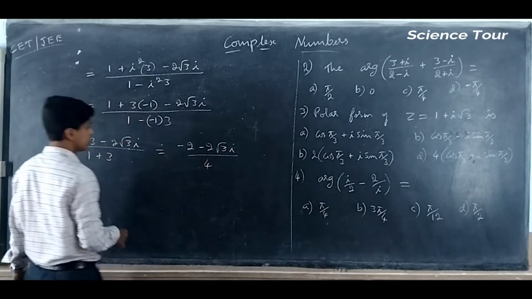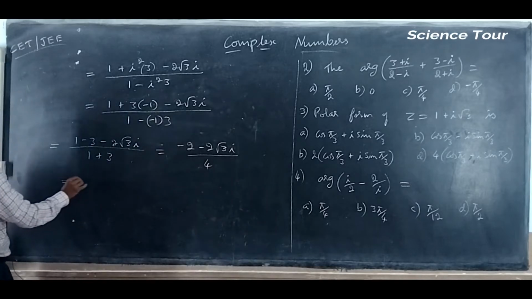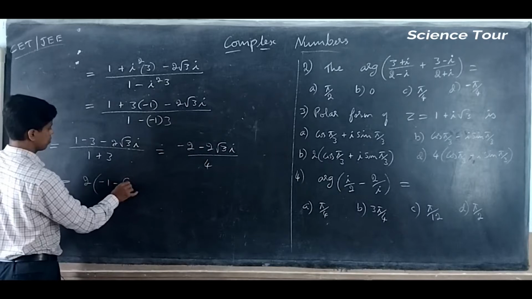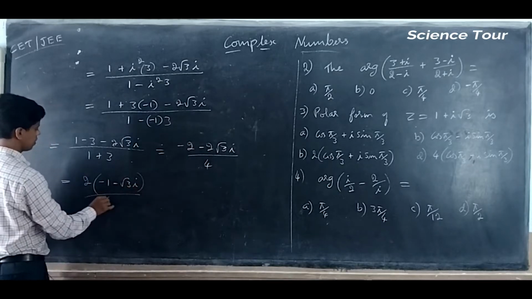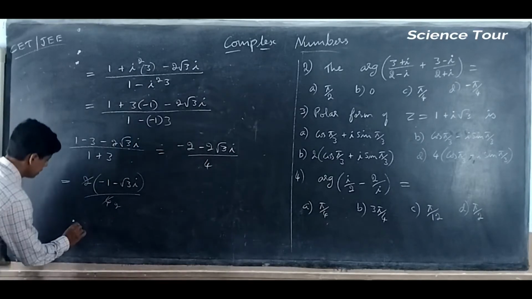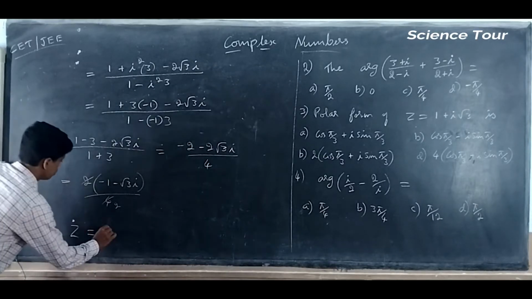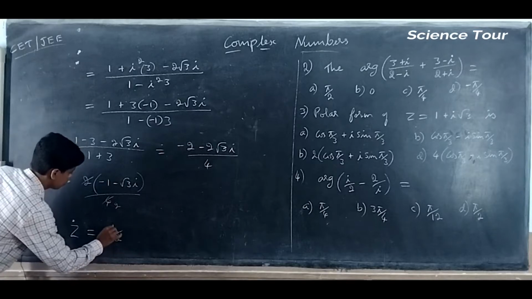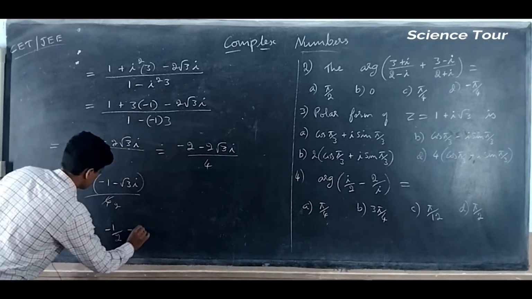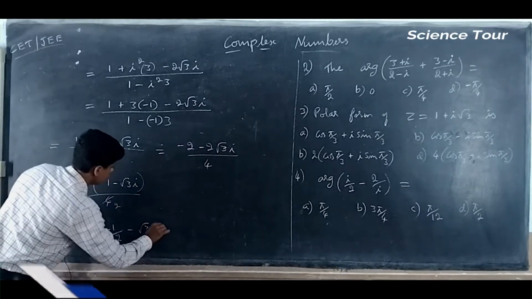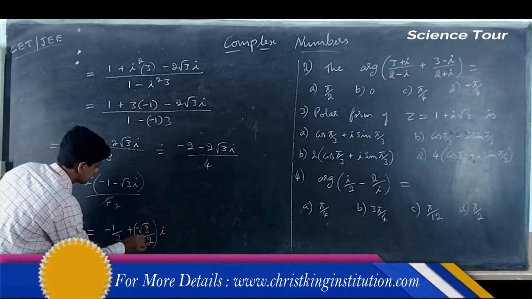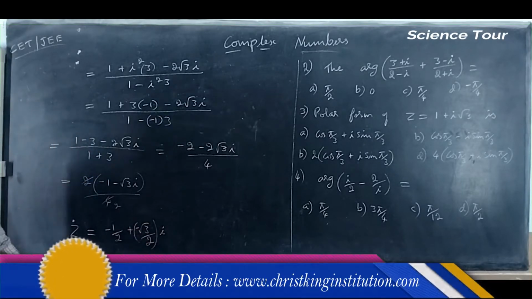Now what I'll do, I'll take 2 common. Alright, so if I take 2 common, this will be minus 1 minus root 3i divided by 4, which is like finally z is equal to minus 1 by 2, correct? And take 2 here also, so minus root 3 by 2 i.